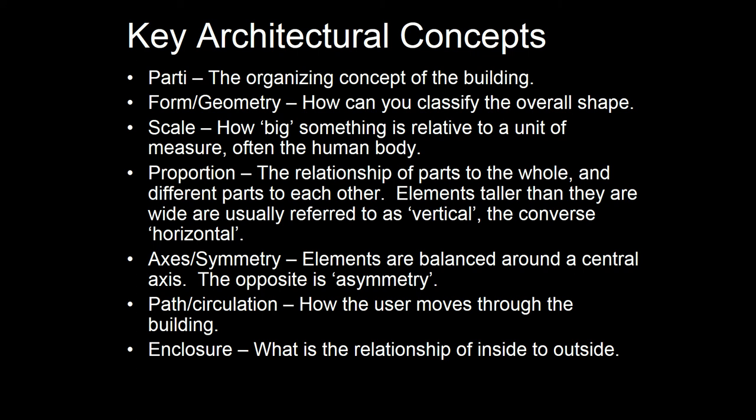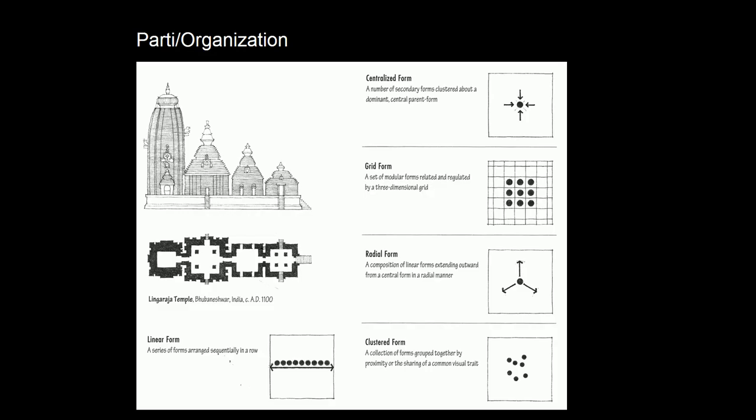All right, so let's take a look at partie and organization. See if I can get this to work. All right? So according to Francis D.K. Ching, whose book is used in architectural education, one of the ways of thinking of partie might be by its organizational pattern. He lists about five different organizational patterns: linear forms, centralized forms, things set up in grids, and things that could be radial. I used to have a hard time telling radial from centralized. We'll talk about the difference between those two later. And then finally, clustered form.